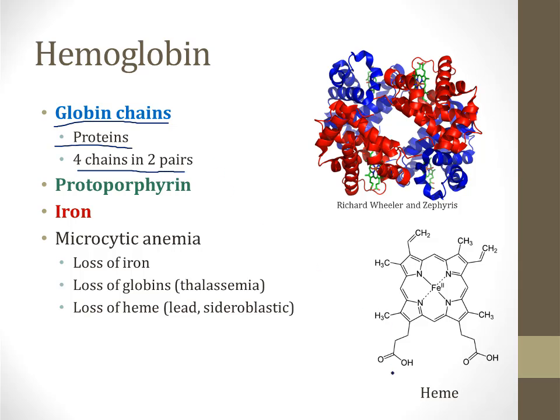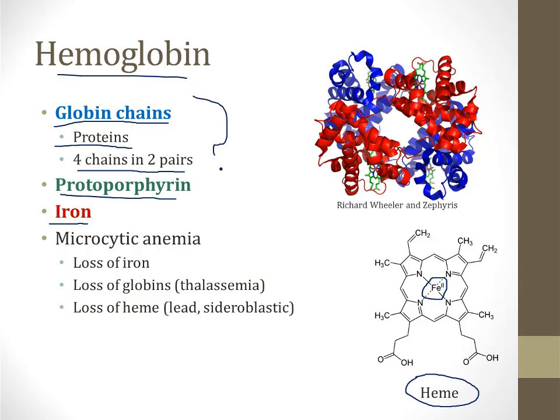The other important component of hemoglobin is heme. This is the structure of heme shown on the screen. It's got an iron molecule in the middle surrounded by a large structure called protoporphyrin. So if you are missing protoporphyrin or if you are deficient in iron, these things can also lead to underproduction of hemoglobin, which in turn leads to a microcytic anemia.